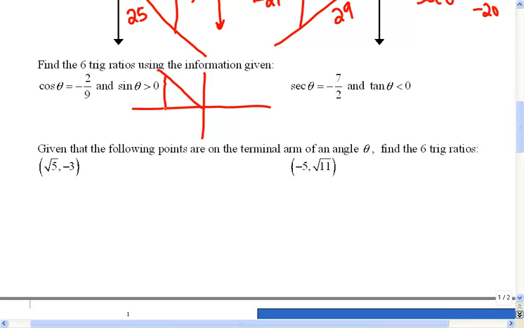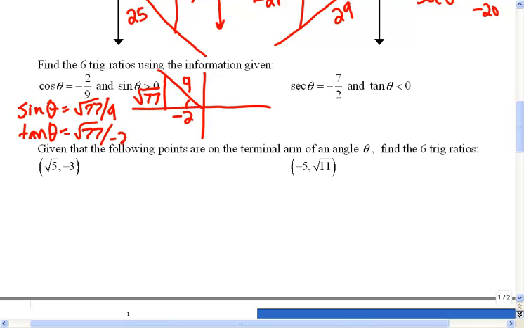It tells me that the hypotenuse has length 9 and the adjacent negative 2. So that means, let's see here, 81 minus 4, so root 77. That will give me the angle in the corner there. So if I wanted to find the sine and tangent ratios, the sine of theta is going to be opposite, so root 77 over 9, and the tangent is going to be the opposite over adjacent.